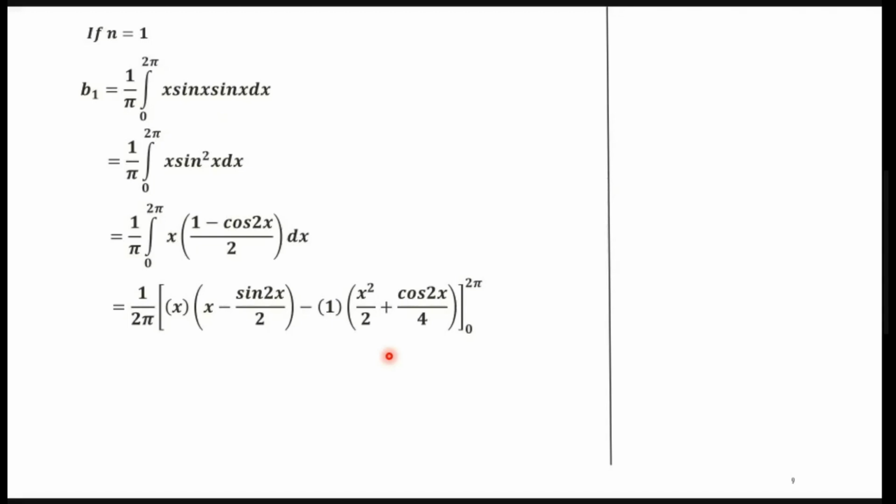Apply the upper limit, lower limit. Tell me what is the value of B1. X को 2 pi put करना है, x को 0 put करना है, and tell me what will be the final answer. Just try करो. X के बदले 2 pi.